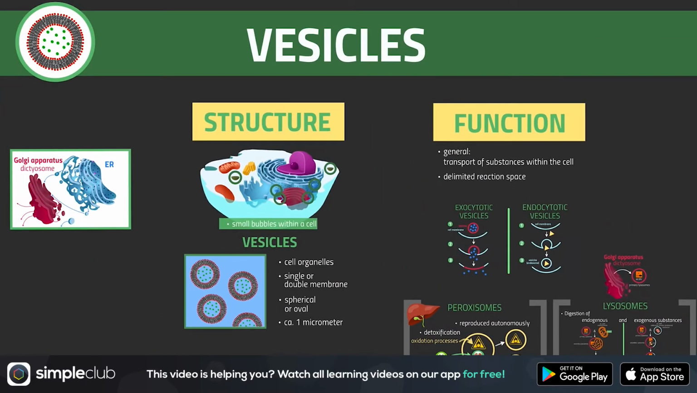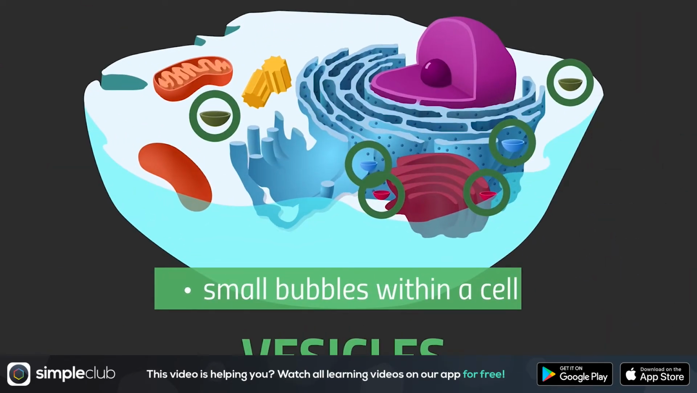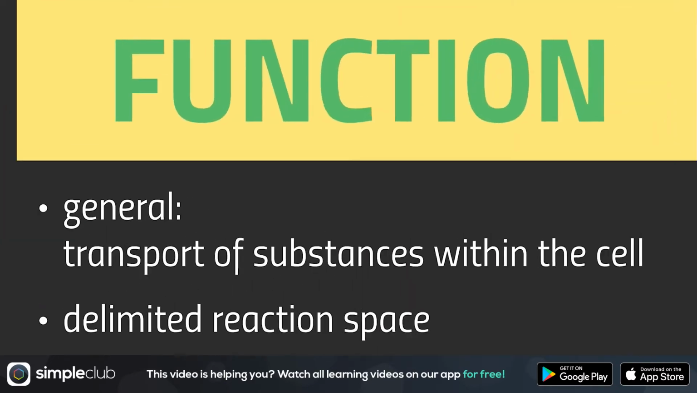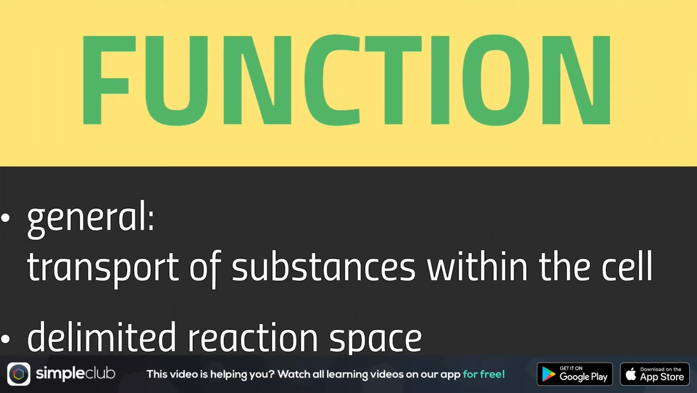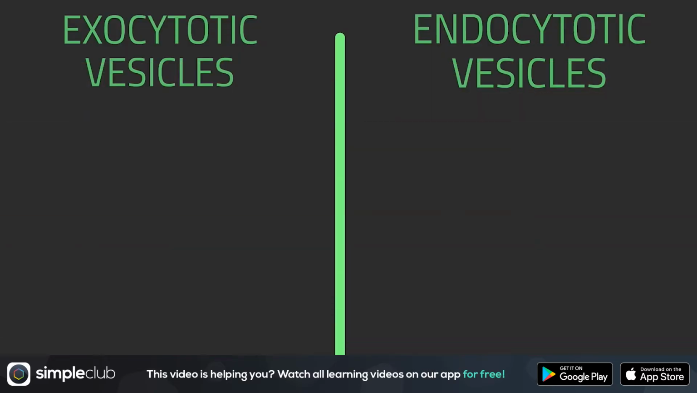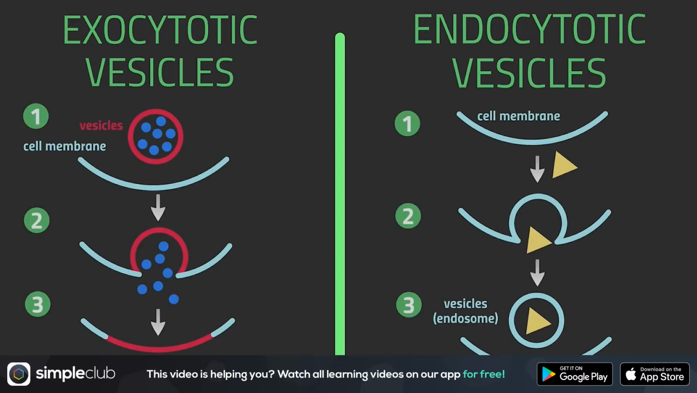Alright, now let's quickly summarize. Vesicles are tiny cell organelles which are mainly responsible for the transport of substances within the cell. Additionally, their spaces are used for reactions and chemical processes which cannot take place in the cell's cytoplasm. There are different kinds of vesicles based on their function, mainly categorized as exocytotic and endocytotic vesicles with one significant difference. Exocytotic vesicles remove substances from a cell, and endocytotic vesicles bring them inside a cell.